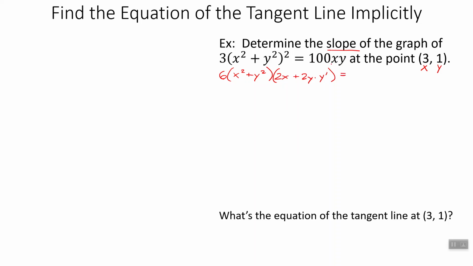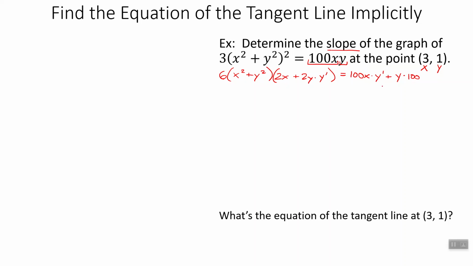equals, all right, now over here, we've got to do a product rule, because we have x times y, so we'll put the 100 with the x, so it'd be 100x first, times derivative of the second, derivative of y is y prime, plus the second, times the derivative of 100x, which is just 100. All right, so there is our derivative implicitly.